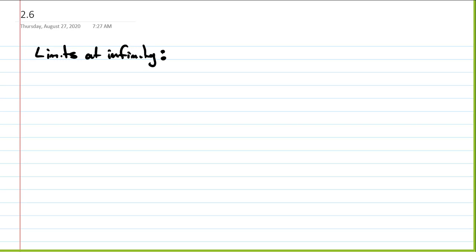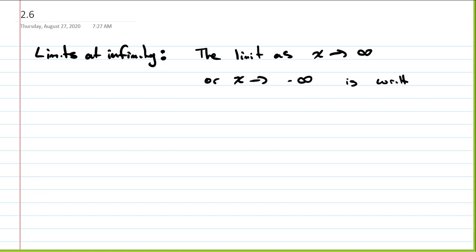So our limits at infinity. The limit as x approaches positive infinity, or as x approaches negative infinity, is written: we have the limit as x goes to negative infinity. So instead of putting the number down there, we just put our infinity symbol. Or the limit as x goes to positive infinity of f of x.